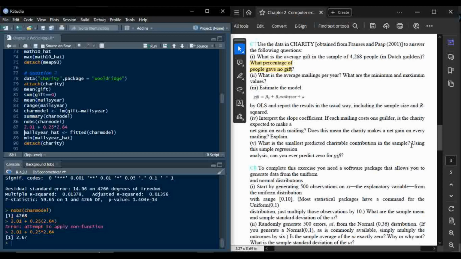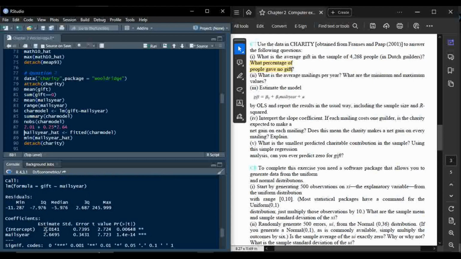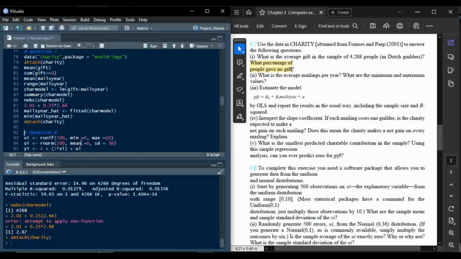And what is the other part of the question? Using this simple regression analysis, can you ever predict zero for gift? No. Even if we look at the overall population where some people have received no mailing, the smallest predicted value is about 2. That is our intercept. Therefore, with this estimated equation, we can never predict zero charitable gifts. So we can now detach this data set.